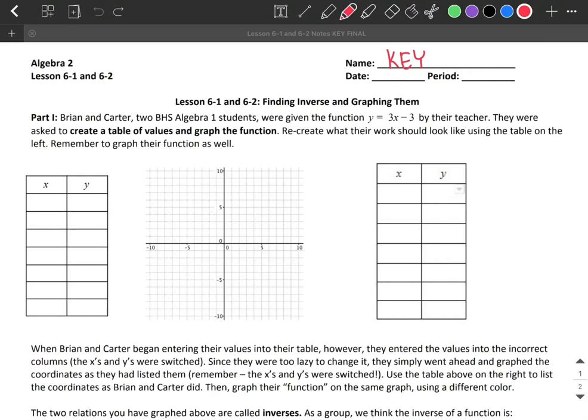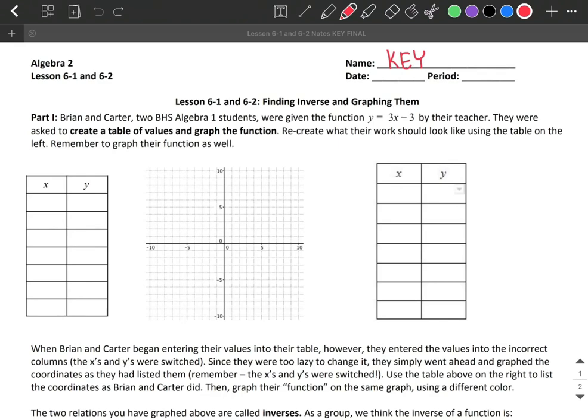In lesson 6-1 and 6-2, we're going to talk about finding inverses and graphing them. So for part 1 of these notes, Brian and Carter, 2 BHS Algebra 1 students, were given the function y is equal to 3x minus 3 by their teacher. They were asked to create a table of values and graph the function.